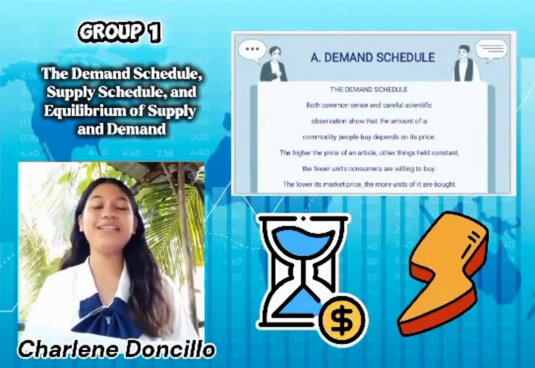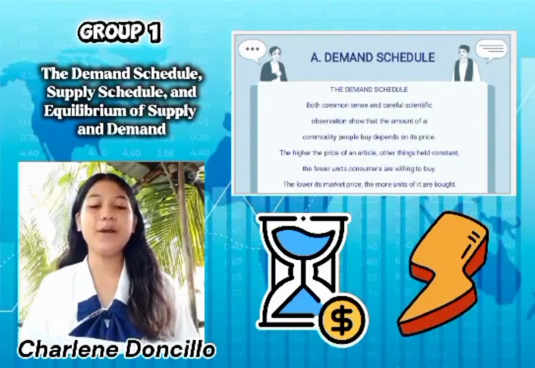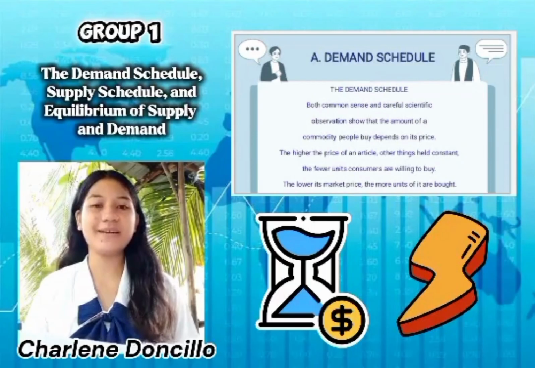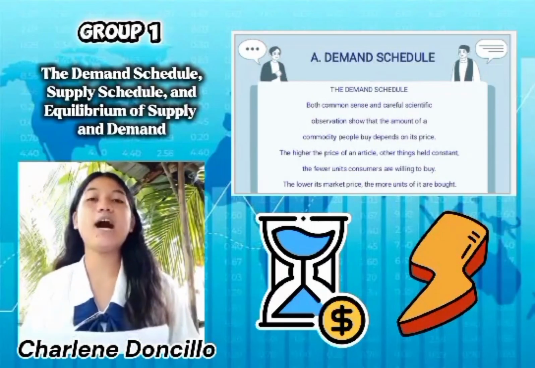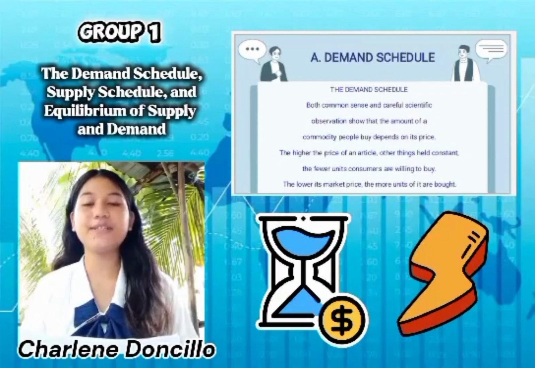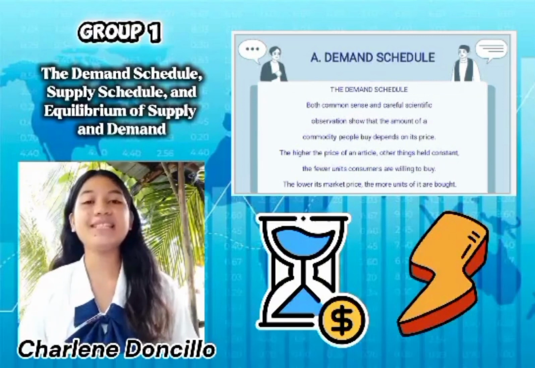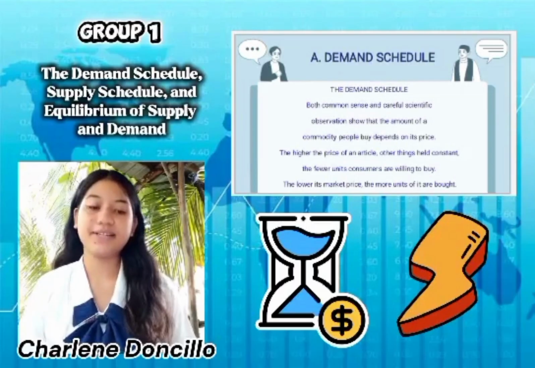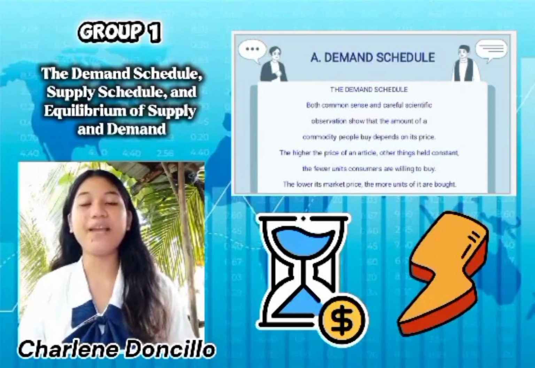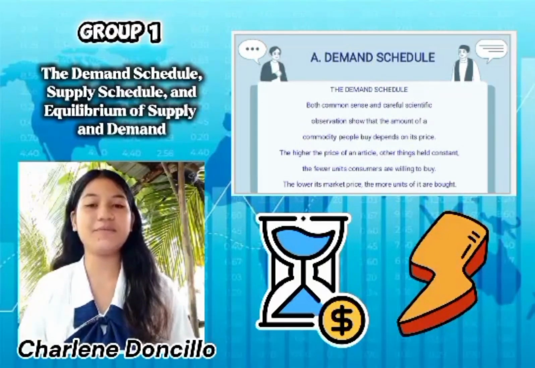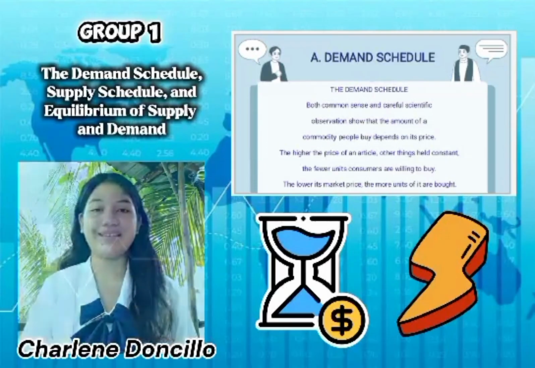Good day, everyone. Today, our report will focus on one of the most important concepts in economics: supply and demand. We will discuss how prices and quantities of goods are determined in a market through the interaction between buyers and sellers. In this lesson, we will also learn about the demand and supply schedules, how to graph them, and how equilibrium is achieved when supply and demand meet.